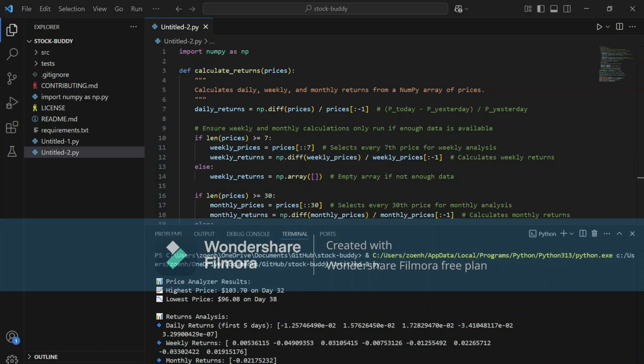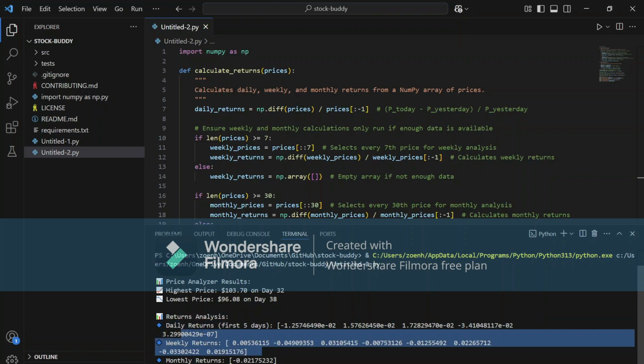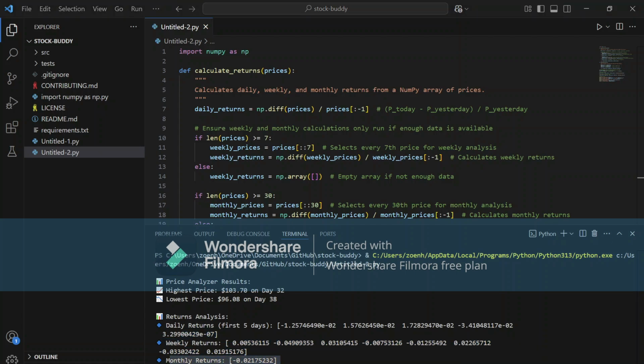Alright, so for question 4, we want to build a price analyzer that creates a numpy array of daily prices, calculates daily, weekly, and monthly returns, and finds the lowest and the highest prices and their position. So looking at this code here, that's kind of what we have going on. You can see in the first 5 days, this is our numbers. Weekly returns, here are their numbers, and our monthly returns are here.